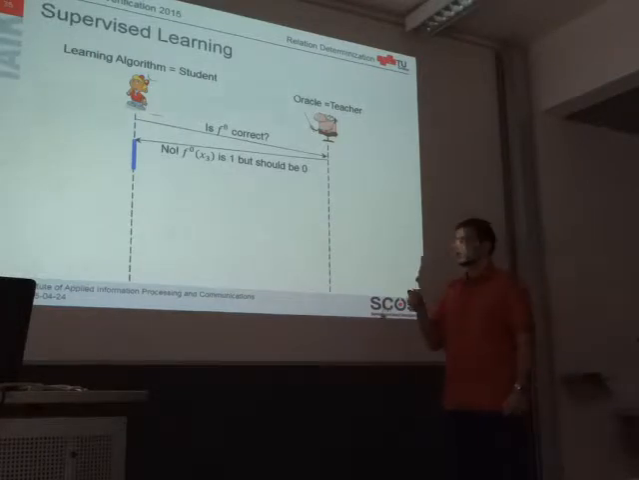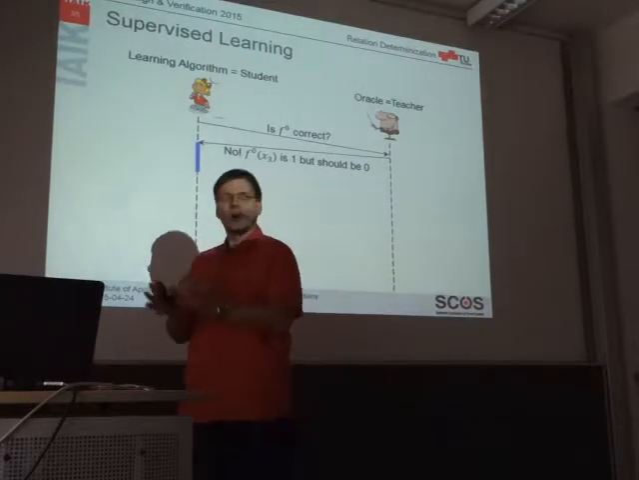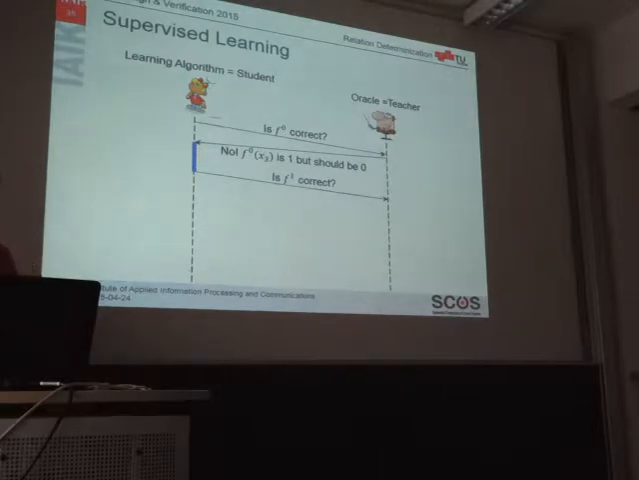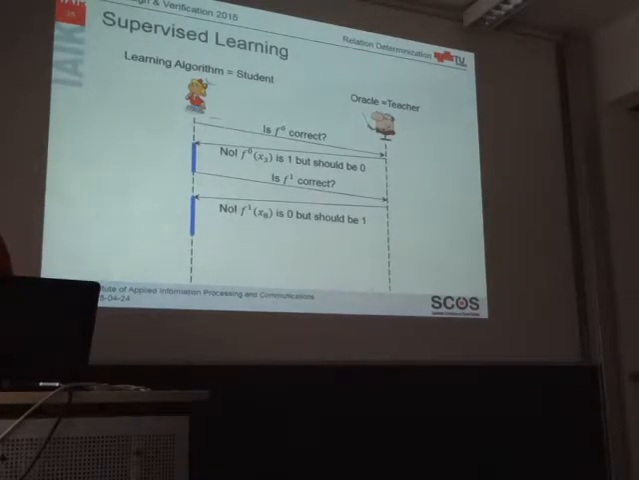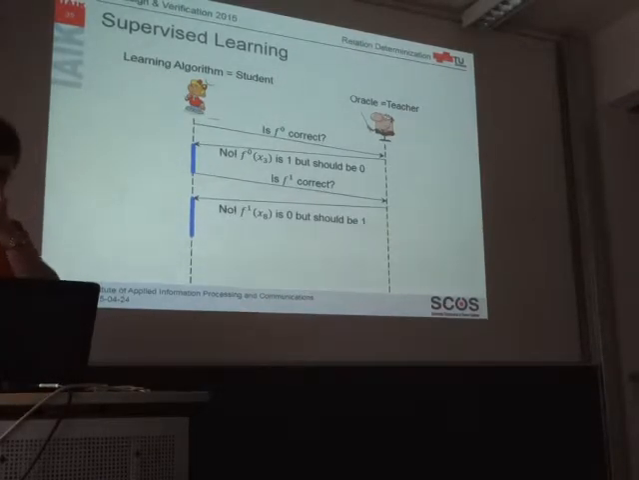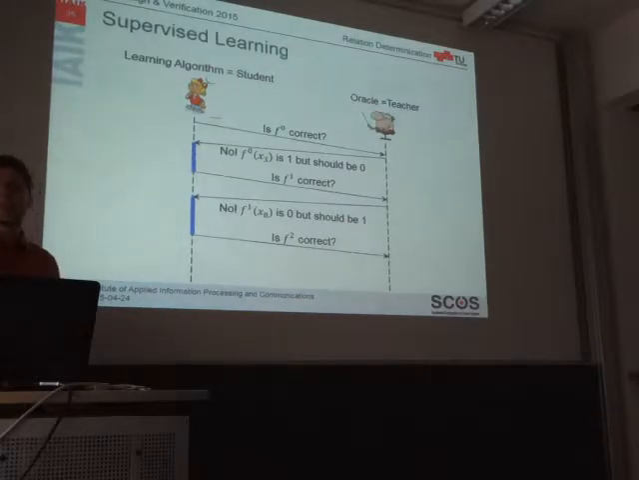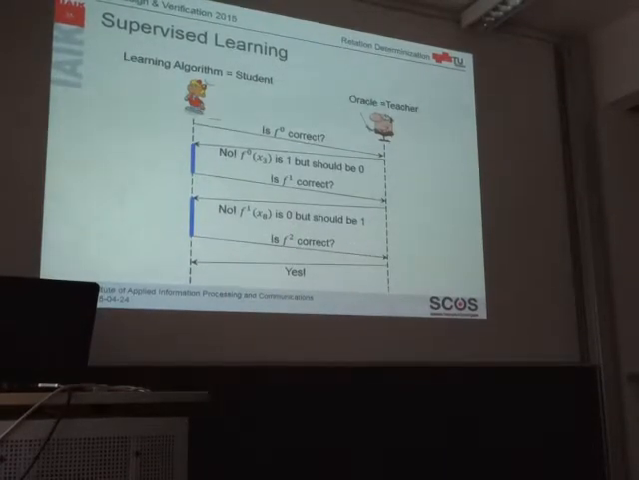And then the student uses this information to refine the guess, because he now knows one more data point, so he can make a better guess. He asks the teacher again, is my next guess, f1, correct? And then the teacher says, no, for x8 your f1 gives a 0, but actually it should give a 1. So the student updates the guess again and asks the teacher, is f2 correct? And then the teacher says, yes, this guess is correct. And this is basically what learning does.